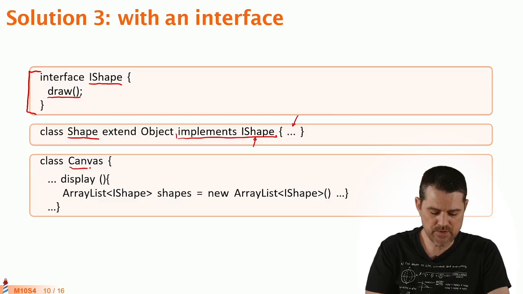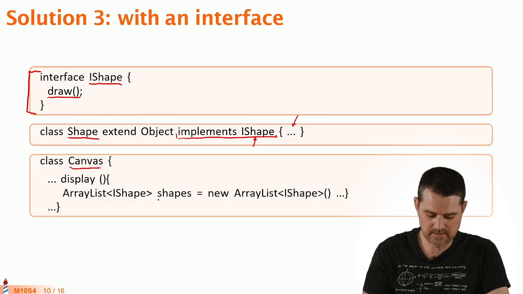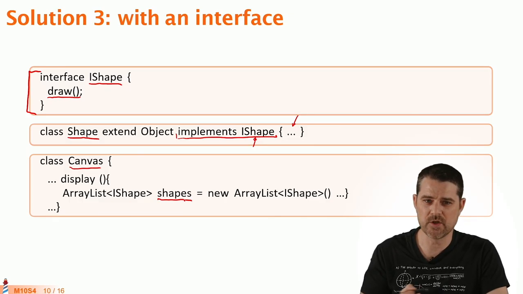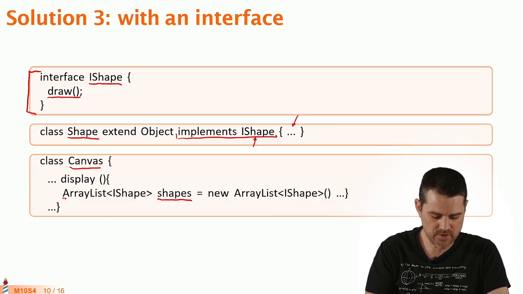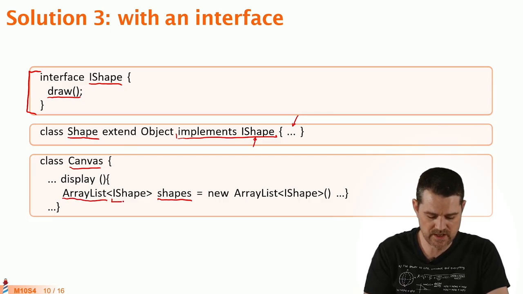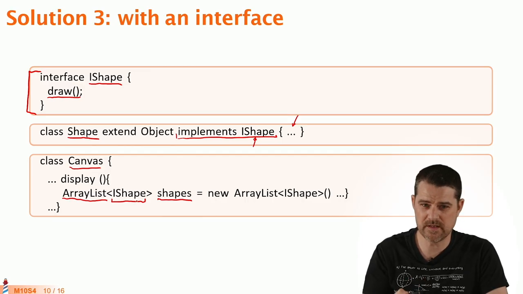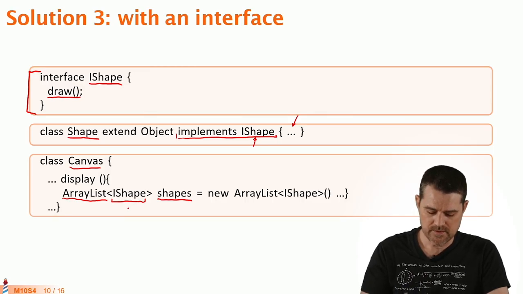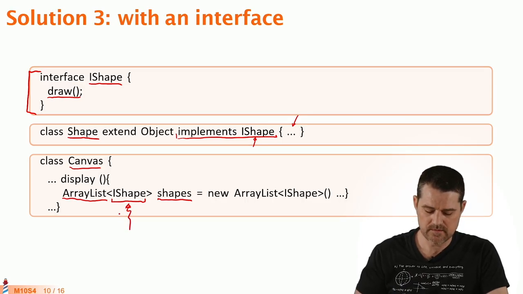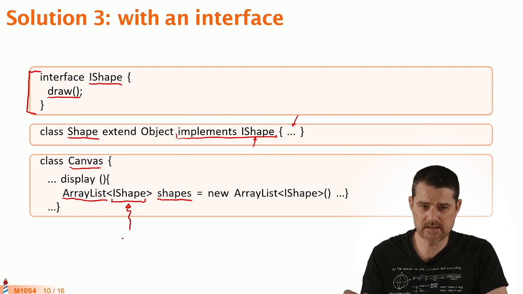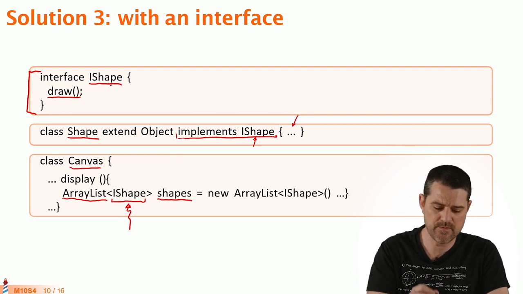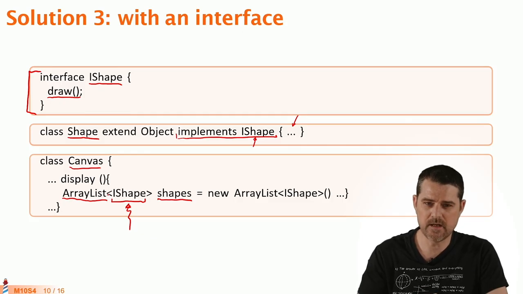And from the client point of view, in the canvas class, it means that now, when I want to manipulate a collection of shapes, I will declare a collection, an array list of iShape, the interface name, and not shape. So it means that any object instances of any class in the system that implements the iShape interface can be added in this collection.